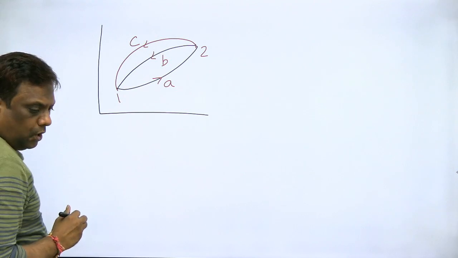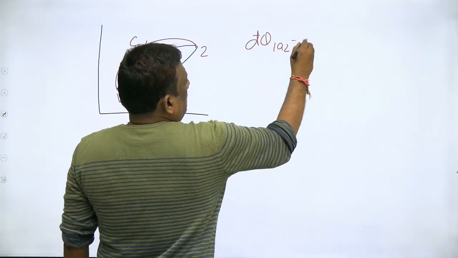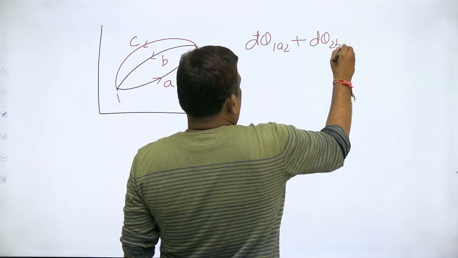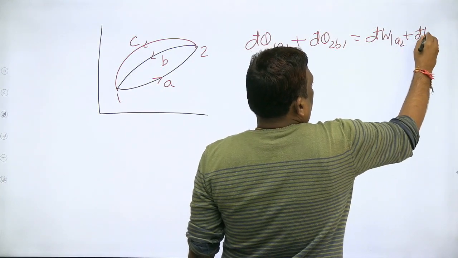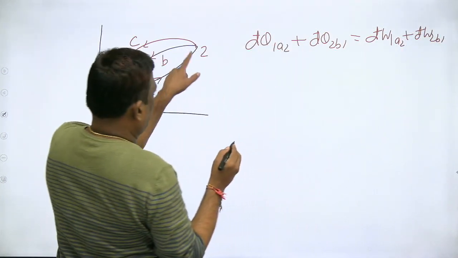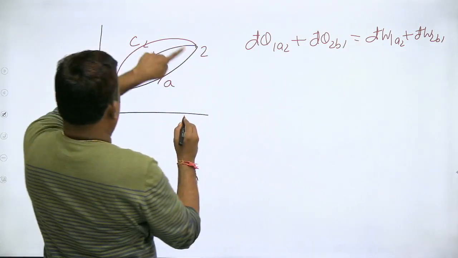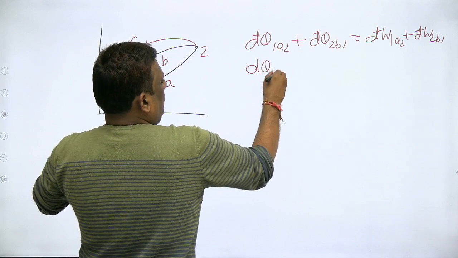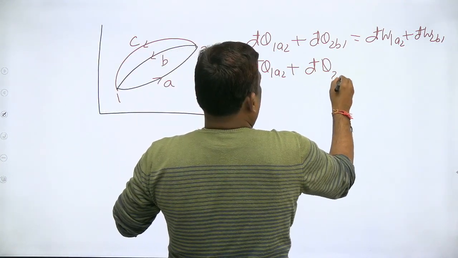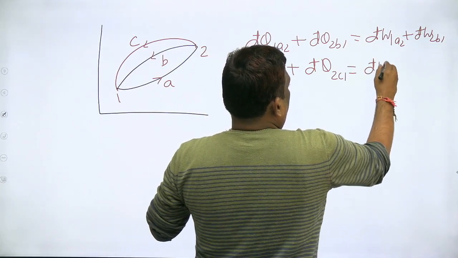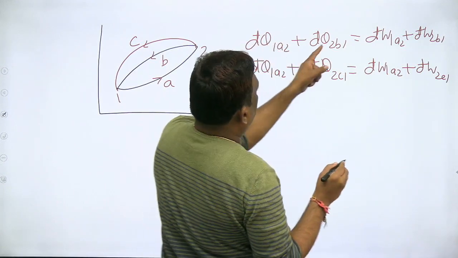I applied the equation: δQ for 1a2 plus δQ for 2b1 is equal to δW for 1a2 plus δW for 2b1. That is, sigma Q is equal to sigma W. Similarly, let me write for this. δQ for 1a2 plus δQ for 2c1 is equal to δW for 1a2 plus δW for 2c1. I repeat, sigma Q is sigma W.